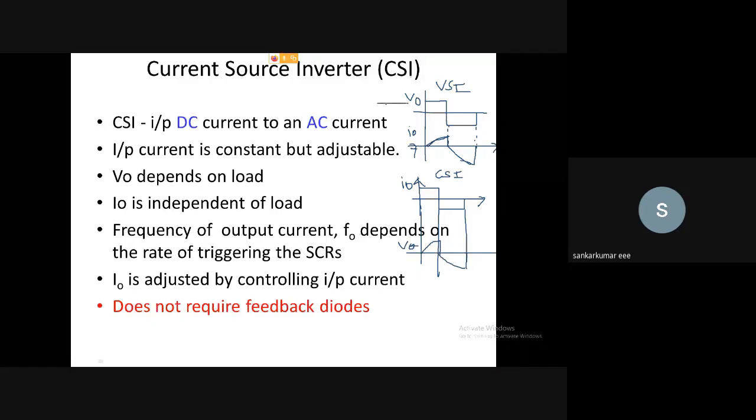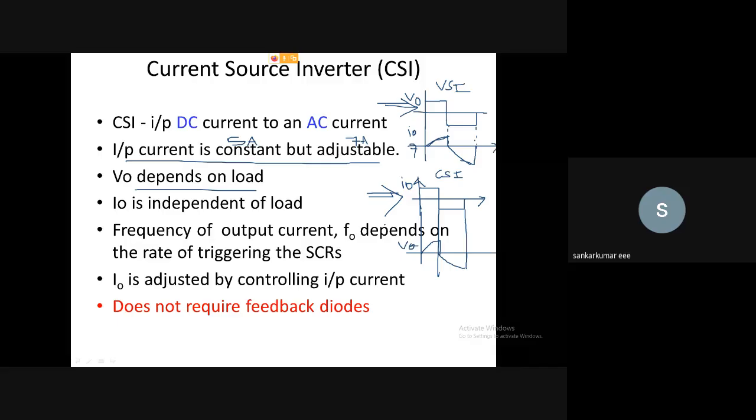So here the output voltage is constant, and in our current source inverter the output current is a constant one. And the input current is constant but adjustable. That is, if it is 5 amps, throughout the cycle it will be 5 amps, but it can be increased to 7 amps depending upon the load requirement. Right? So it is mentioned as adjustable, and V naught is depending on the load. The waveform nature is depending on the load.